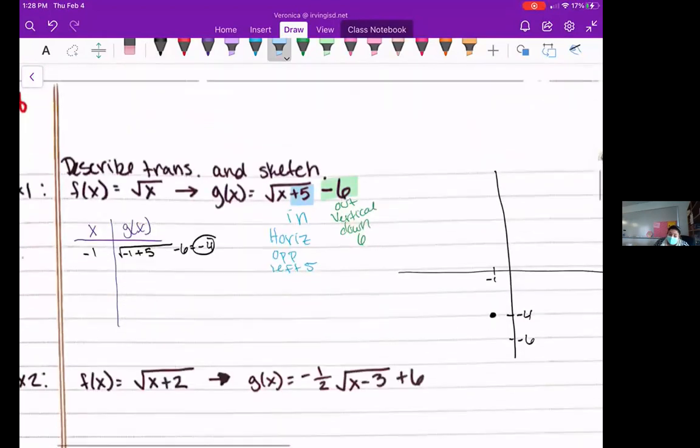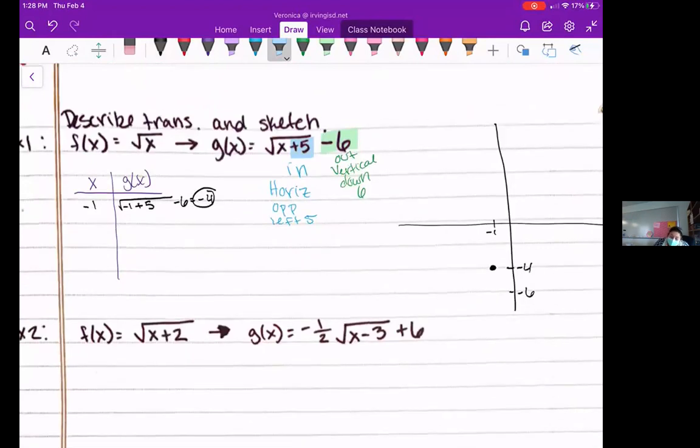All right, cool. So that h, k is important though, right? So this right here, we already know that's really a -5, and this would be a -6. So you can actually plug that point in.